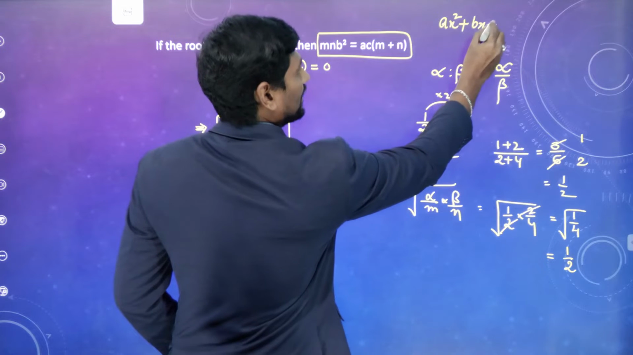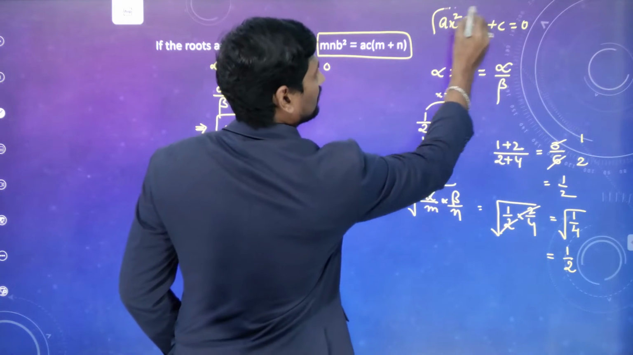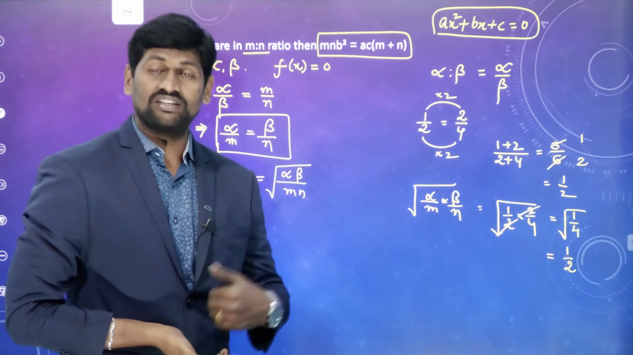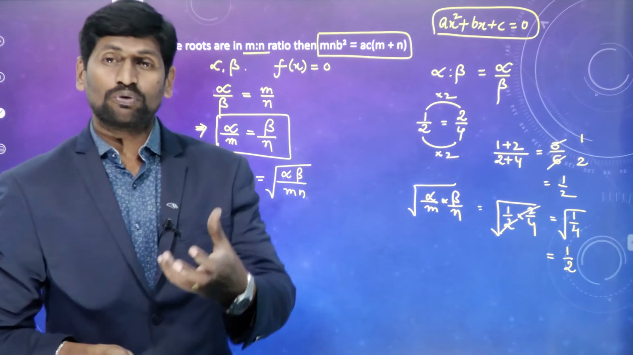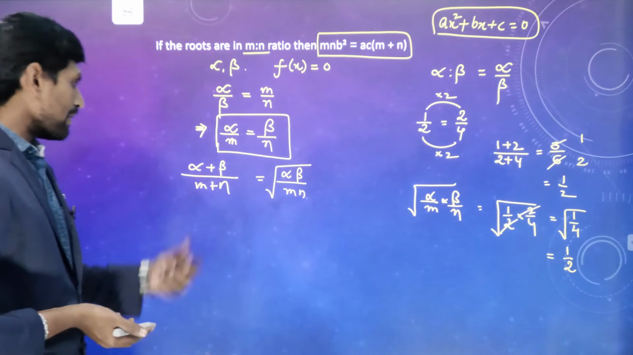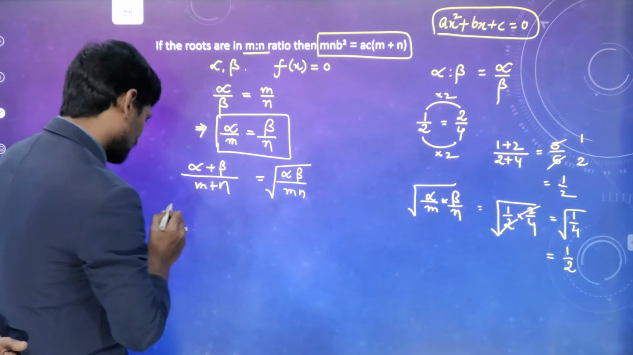For the equation ax square plus bx plus c equal to 0, the formula for the sum of roots is minus b by a, and the formula for the product of roots is c by a. Very good. So the same I am going to apply here on both sides.